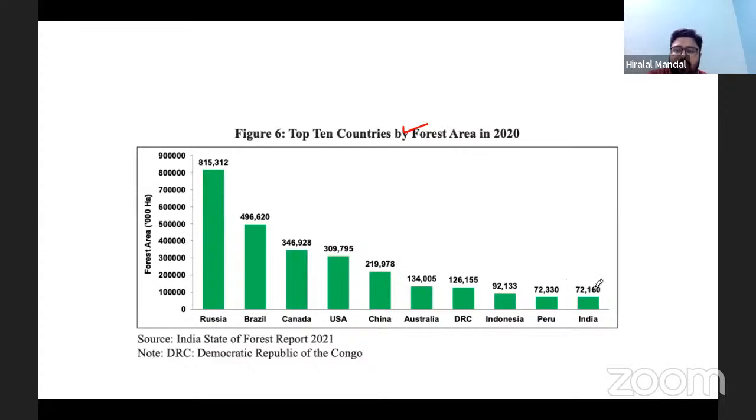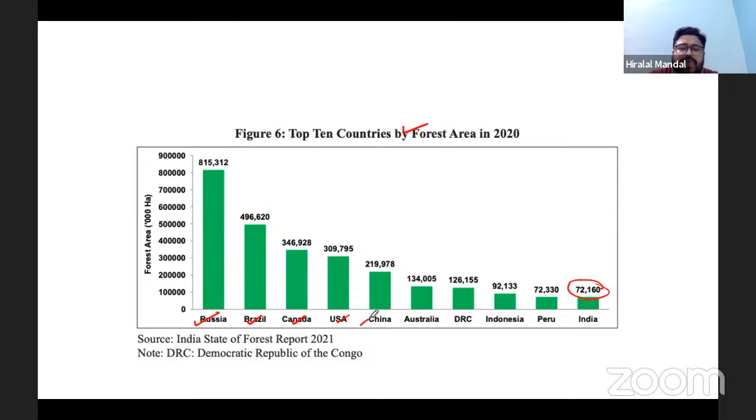So if you look in absolute terms, you will find Russia. Okay, Russia is at the top. Russia is a bigger country, and a large part of Russia is forested. So therefore Russia comes at the top. Brazil is the second. Canada. These are the bigger countries. All right, so they have a huge tract of land under them. So that's why you can see these are among the top.